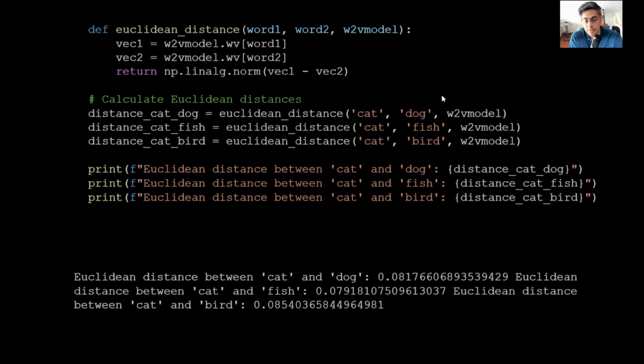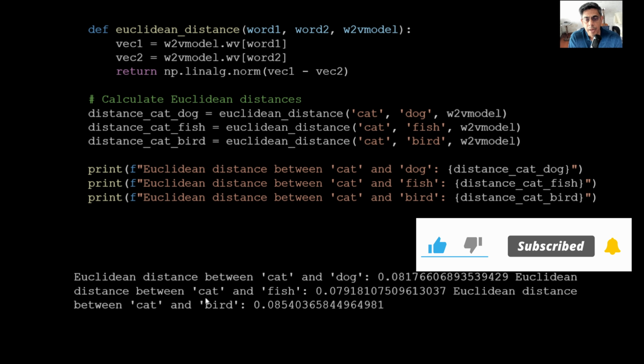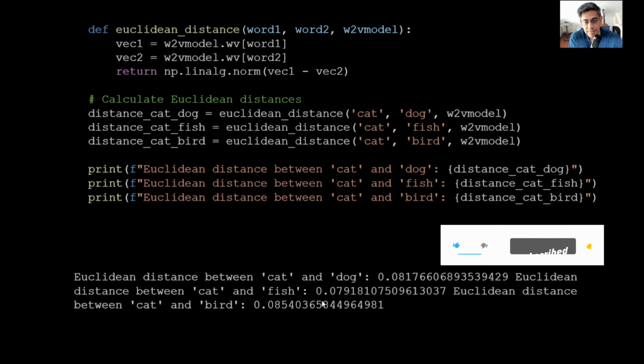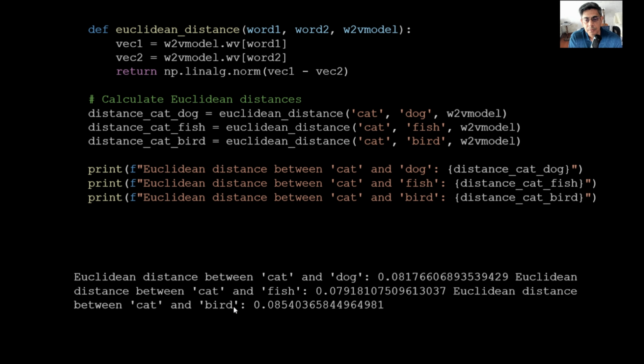The result is displayed like this: between cat and dog the distance is 0.081, between cat and fish it is 0.079. So the score is higher here, and between cat and fish the distance is less. Between cat and bird, the distance is higher than cat and fish, but on the other hand we can see that cat and dog is more similar than cat and bird, 0.85. So this is the Euclidean distance way of measuring the similarity.